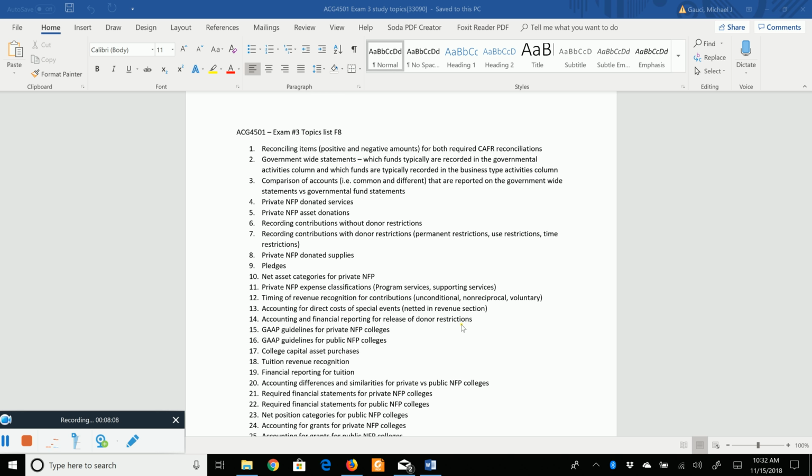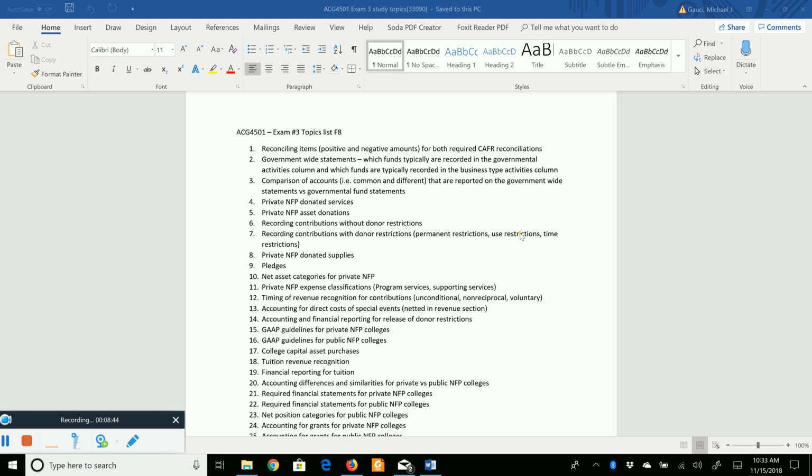Versus with donor restrictions. Now, the donor restriction could be more of an endowment, which is a permanent restriction, or it can be a temporary restriction. Temporary restrictions are either use restrictions or time restrictions. So make sure you understand how the statement of activities works, and when we record revenue, we have to really stipulate with or without donor restrictions. Number 8, private nonprofit donated supplies, very similar to number 5. It will be recorded at fair market value at the date of donation.